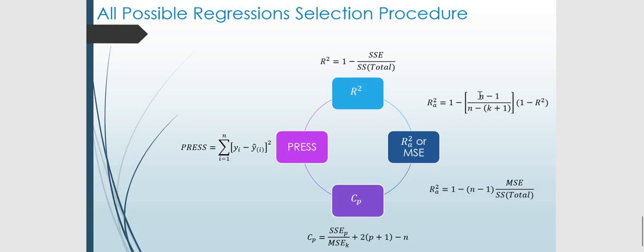And for your task, I ask you to prove this formula. I mean that what we have in class is the first one here, and now we have the second version of the formula for the adjusted R squared. So I ask you to prove that these two formulas are equivalent.